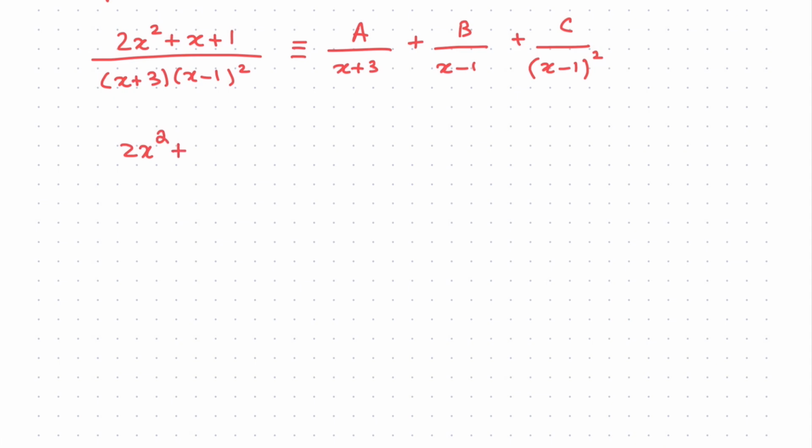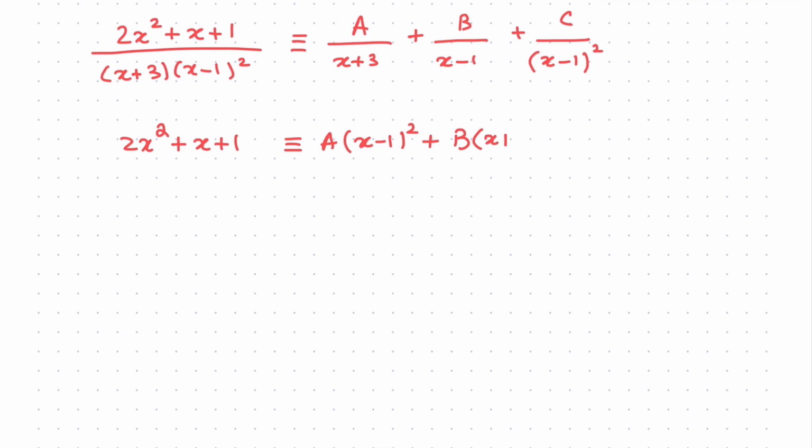So it's 2x squared plus x plus 1. That's identical to a times, when we multiply this denominator on the right side, x plus 3 will cancel out in the first term, we get x minus 1 whole squared, plus b times, for the second term, one of these x minus 1s will cancel out, so x plus 3 times x minus 1, plus c times, and when we multiply it by this third term, x minus 1 whole squared will cancel out, we get x plus 3.